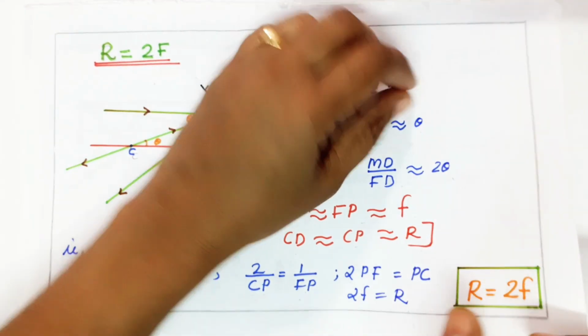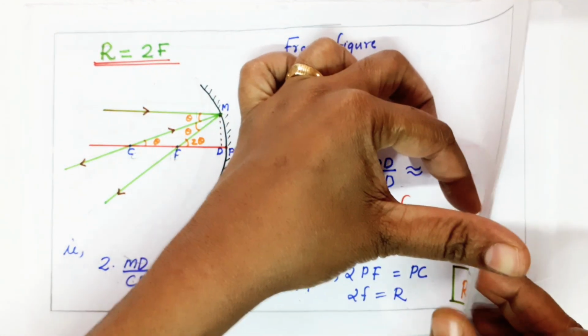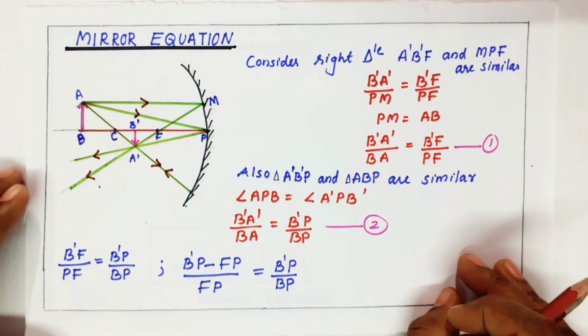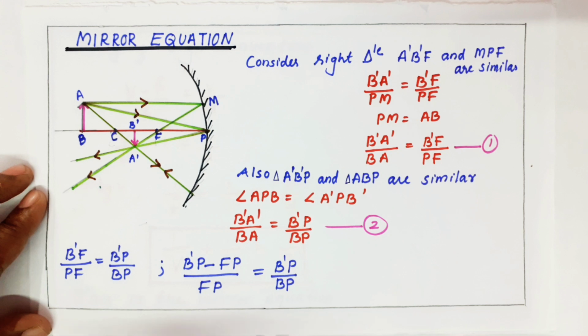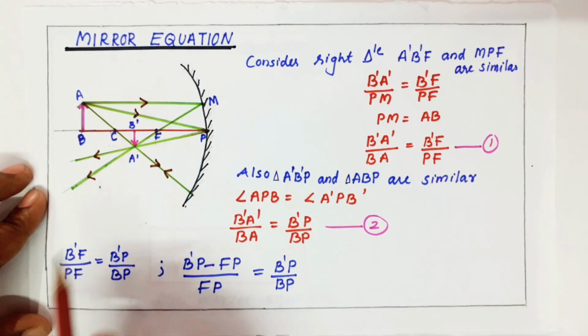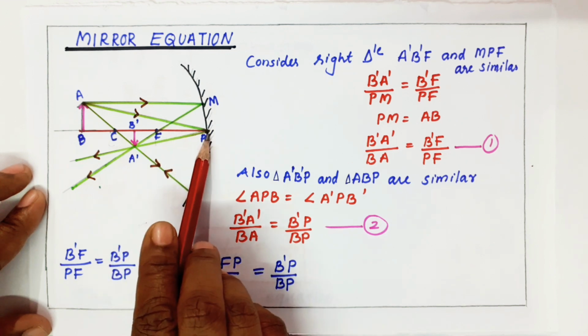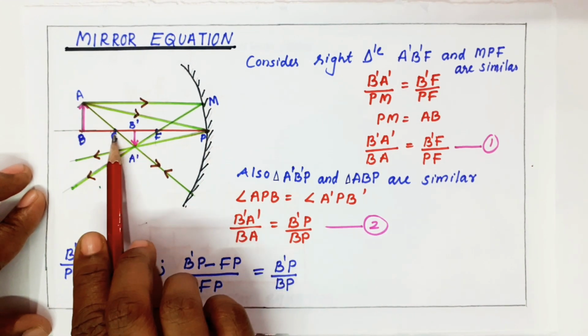In 10th class, we learned the mirror equation. Now we are going to prove the mirror equation. Here also I have taken a concave mirror. Same as before, we are marking the points pole, focus, and C.